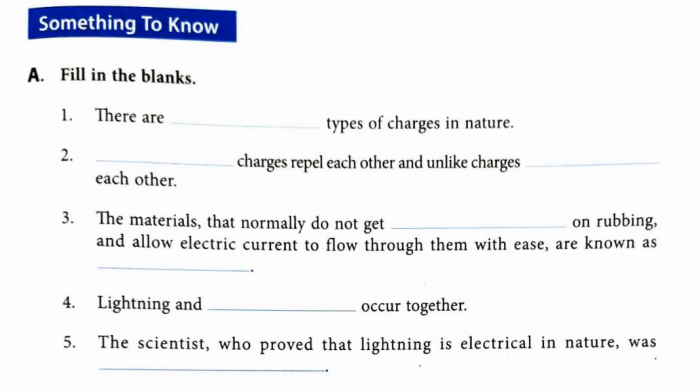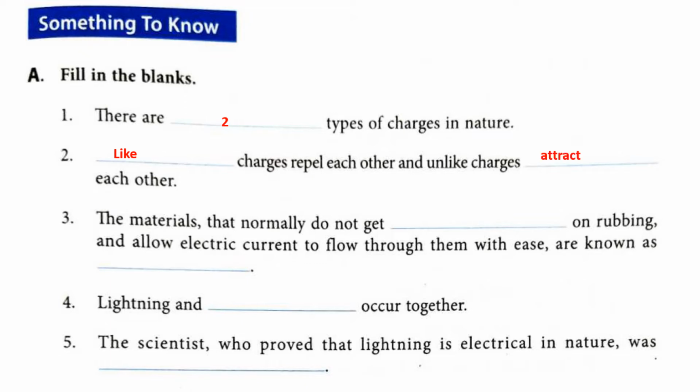So here we have some fill in the blanks. First question, there are dash types of charges in nature. You know that there are two types of charges in nature and they are positive and negative charges. Then second one, dash charges repel each other and unlike charges dash each other. Which charges will repel each other? Like charges will repel each other and unlike charges will attract each other.